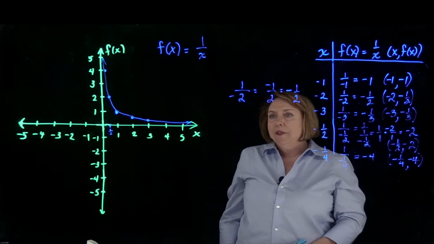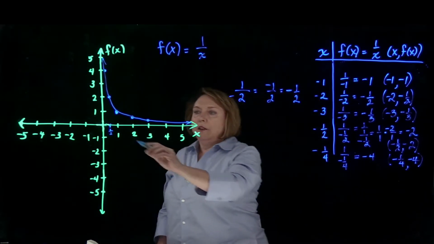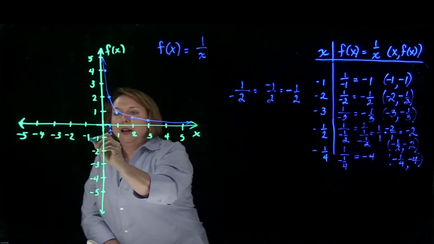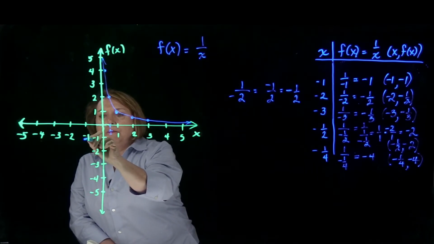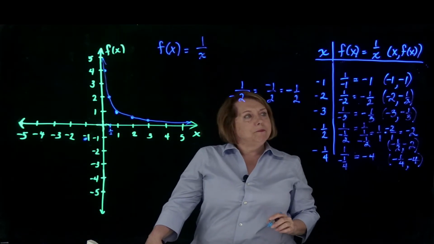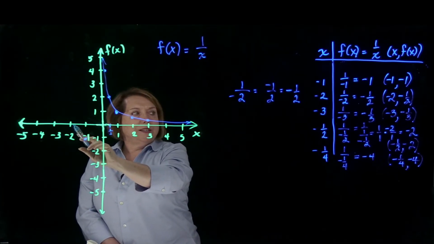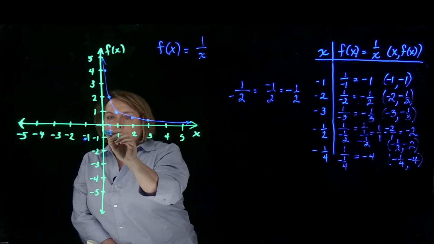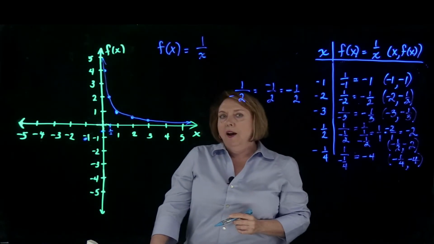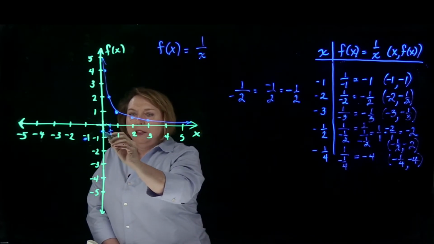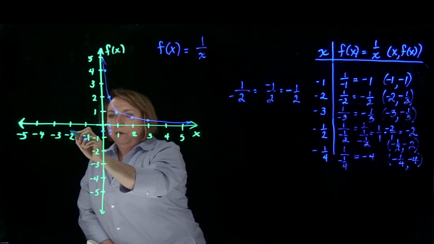Let's go ahead and graph these. So negative 1 puts us in quadrant 3. X is negative 1, f of x is negative 1. X is negative 2, f of x is negative 1/2. So now I want to look at where is negative 1/2 on the f of x or the y-axis, and it's right there. So that ordered pair would be right here.